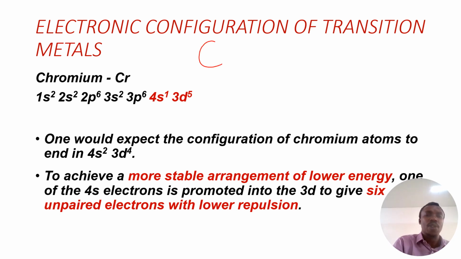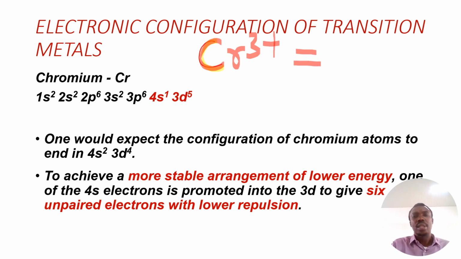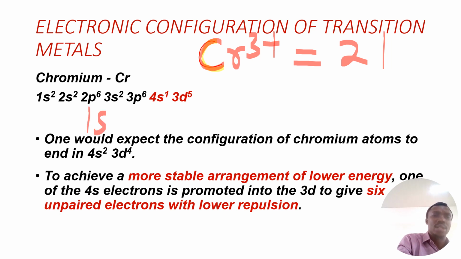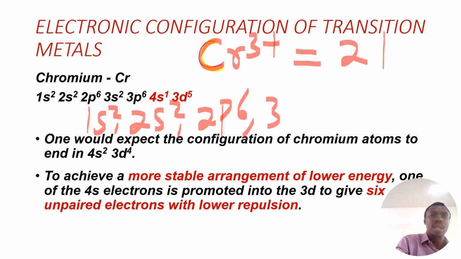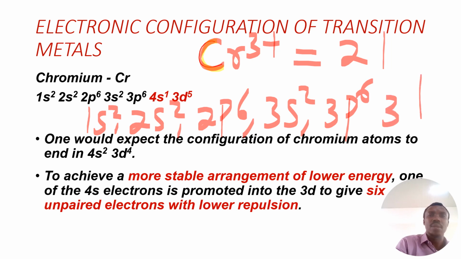For example, if you are to write the electronic configuration of the chromium ion Cr3+, that means there's loss of 3 electrons, so the electronic configuration will be for 21 electrons: 1s2, 2s2, 2p6, 3s2, 3p6, 3d3. So there's loss of 1 electron from the 4s and 2 electrons from the 3d. So electrons leave the 4s before the 3d.